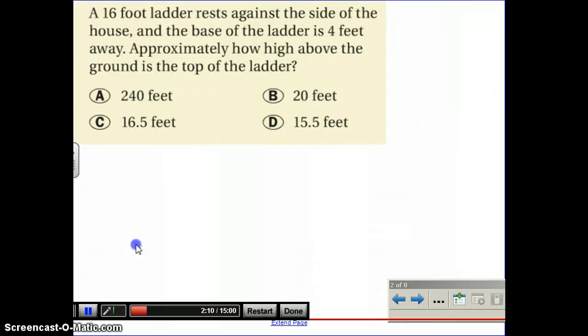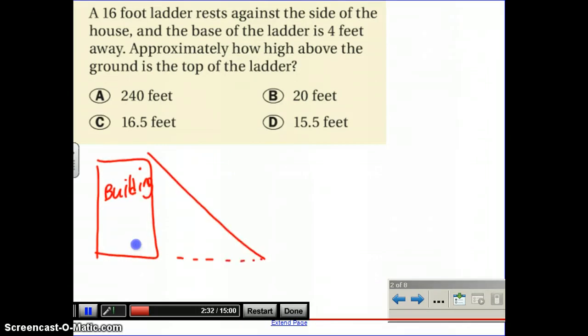Okay, let's look at the next slide together. A 16-foot ladder rests against the side of the house. The base of the ladder is 4 feet away. Approximately how high above the ground is the top of the ladder? I'm going to draw a picture. So I have my building here. I have my ladder. Think about how ladders go. They go at a diagonal. You don't place it right up against the house.